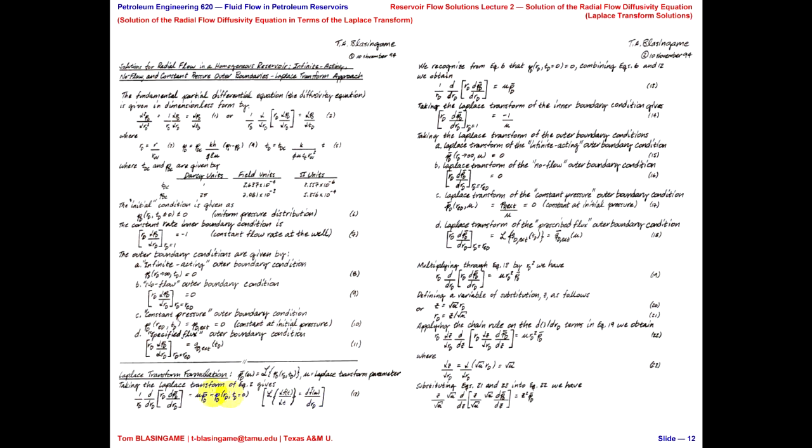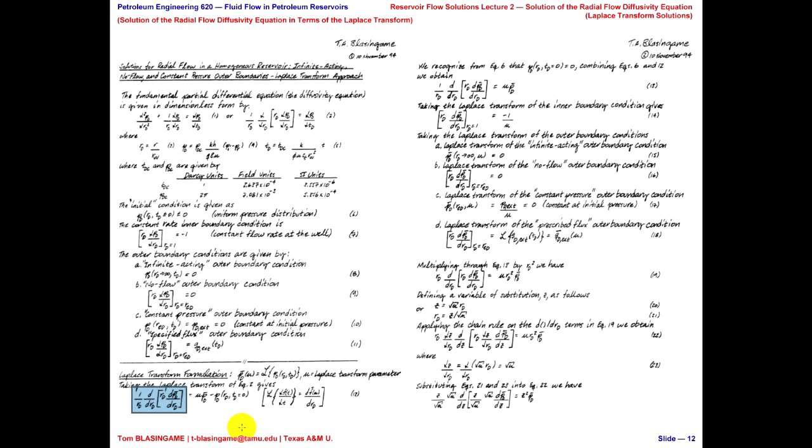So the first thing we do is take the Laplace transform of the left-hand side of the partial differential equation. It is in terms of r_D, not in terms of t. Everyone remembers that the Laplace transform of a derivative with respect to something other than t is simply the derivative of the Laplace transform with respect to that variable.